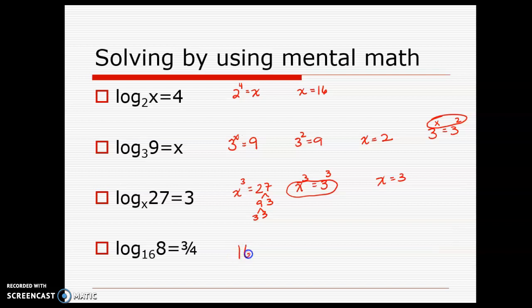This one, 16 to the 3/4 equals 8. All right. You're just rewriting it over. What that means is the 4th root of 16 cubed. And we know what the 4th root of 16 is because we just did 2 to the 4th. So the 4th root of 16 is 2. And 2 cubed is 2 times 2 times 2, which is 8. So a little review on that.